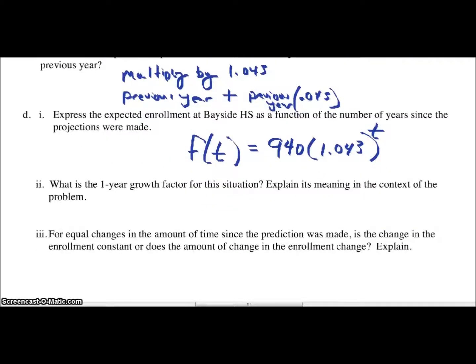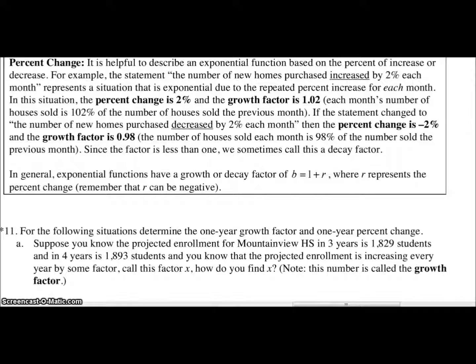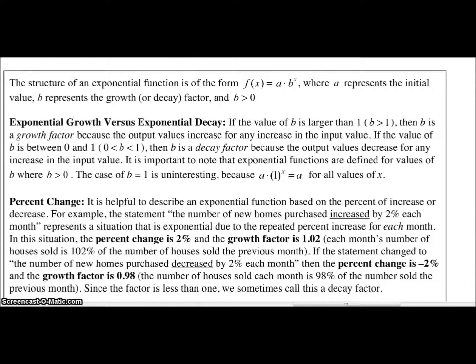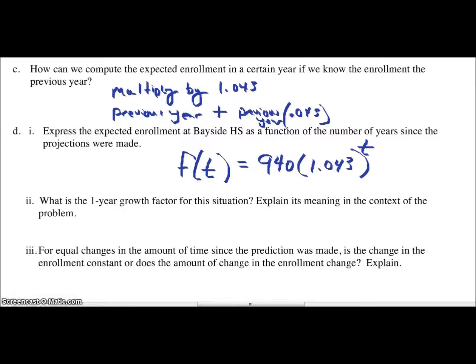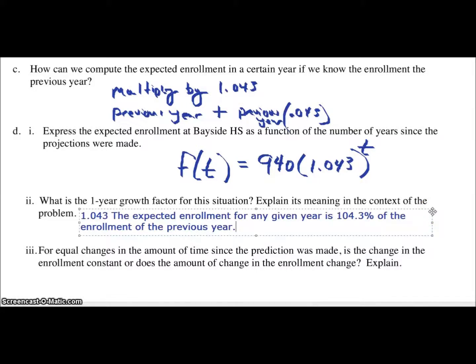The next question says, what is the 1-year growth factor for this situation? So if you go look at this next table, let's see, the structure of an exponential function is of the form f of x equals a times b to the x, where a represents the initial value and b represents the growth factor. So there's that b raised to the x. So in our problem, the growth factor is 1.043. So note that what this tells us is the expected enrollment for any given year is 104.3% of the enrollment the previous year.